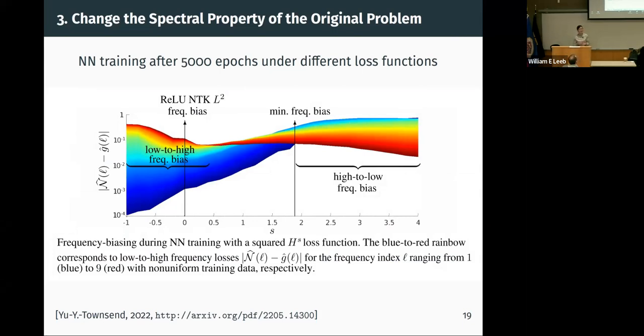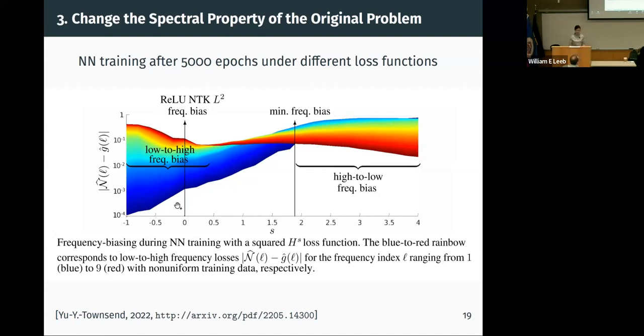As a user, you can actually change it. You can go in the negative direction, in the sense that you use a weaker norm as your objective function, and you are amplifying that difference, right? You can make the difference between the low frequency and the high frequency much bigger. So you have much more bias towards the low frequency compared to the higher frequency.